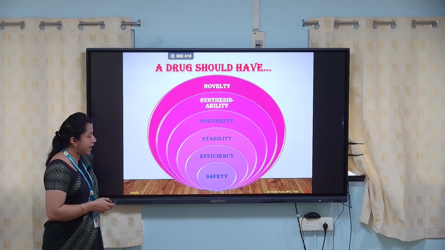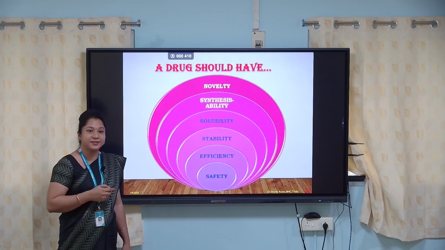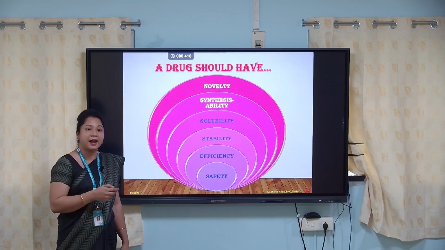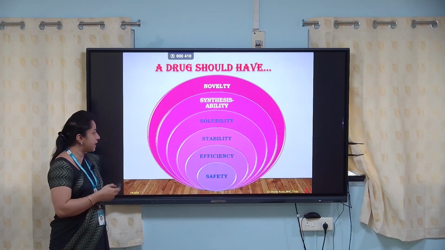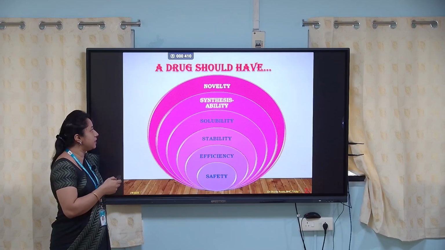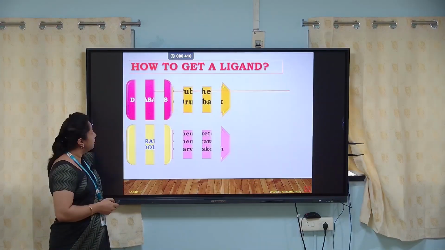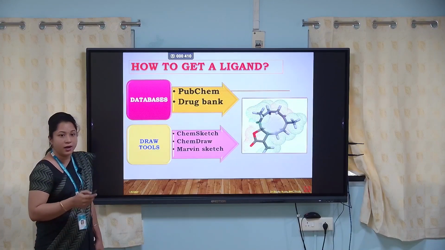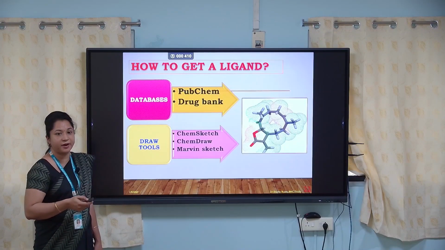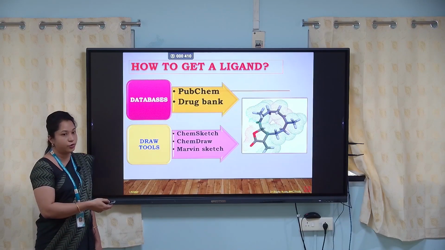So a drug, once synthesized, must go through safety measures, and it must pass a few parameters like safety, efficiency, stability, solubility, and finally it must have some novelty. In order to get a ligand, earlier we have seen that the structure is determined from the Protein Data Bank or through de novo designing.